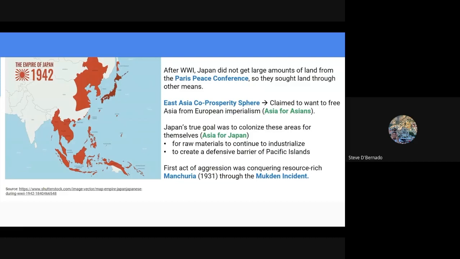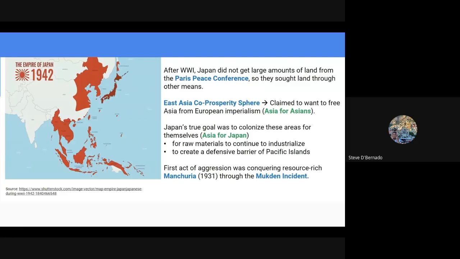But Japan's true goal was really to colonize these areas for themselves. This was really about Asia for Japan: Japan's need for additional resources to continue industrialization. These resources were found in these areas of Asia, South Asia, and Southeast Asia, which Japan was to use their own imperial techniques to take over. And they wanted those raw materials to continue to industrialize.